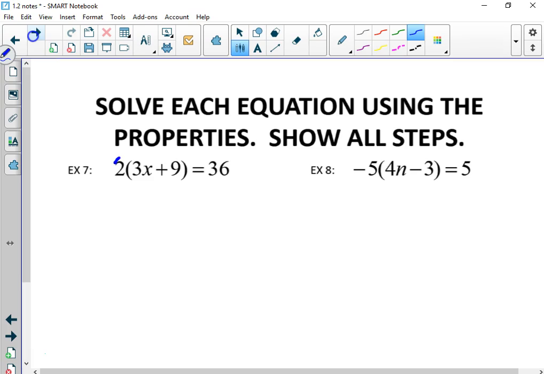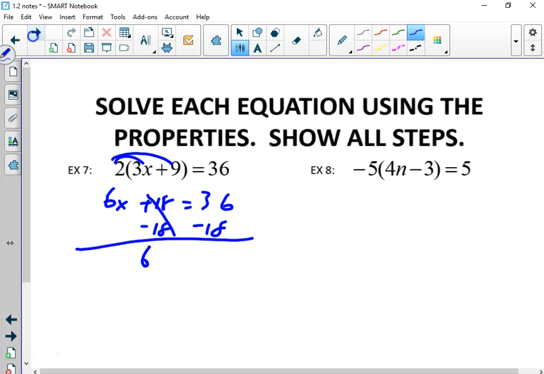Let's distribute. So we're going to send the 2 in and send the 2 in. Remember, if you're one of those people that traditionally forgets to distribute all the way, draw the lines. Remind yourself to put it in both numbers. So that gives me 6x plus 18 equals 36. Now we're right back to a two-step problem. First we get rid of the 18. 6x equals 18. Divide by 6. X is 3. Plug it back in and check.